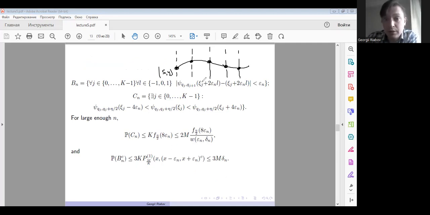And together with these points, let's consider starting points at distance 2 epsilon n from xi j, plus and minus. So together with points xi j, we consider this is xi 0 plus 2 epsilon n, xi 1 plus 2 epsilon n, and so on. And also with minus.